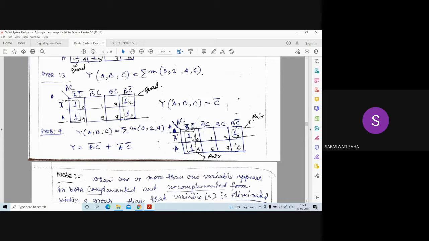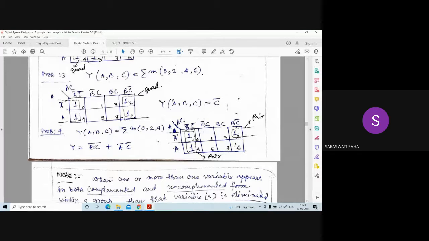Okay. A, B bar, C. And if we take these two adjacent ones as a pair, then it will give us A bar, and from here it is C bar, right? So you will get A bar, C bar. And if you take this one as a single term, not making this pair, it will be A, B bar, C bar.